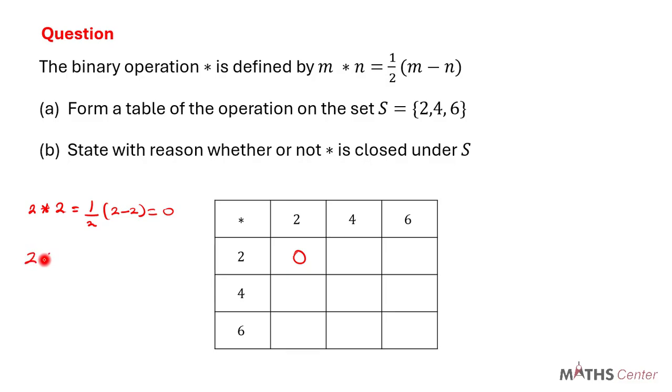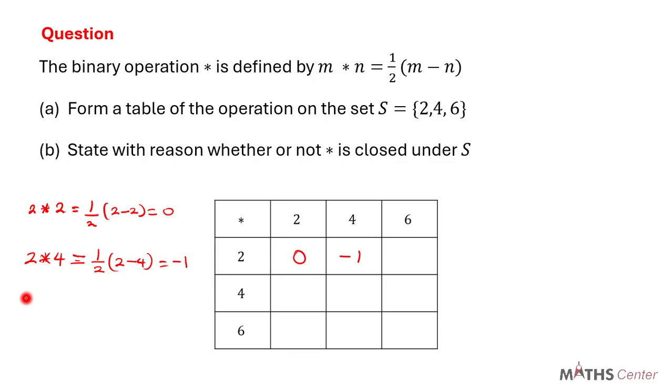The next one will be 2 star 4. By comparison, m will be 2 and n will be 4. So you are going to have half times 2 minus 4. 2 minus 4 gives us negative 2. So half times negative 2 will give us negative 1. So 2 star 4 gives us negative 1.